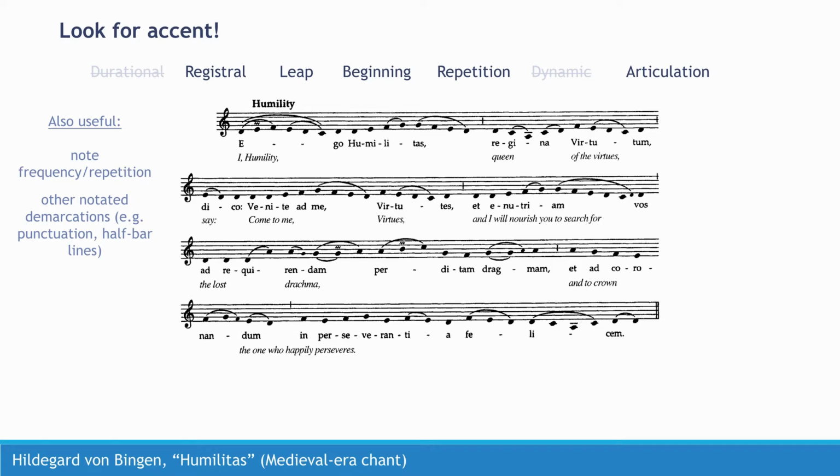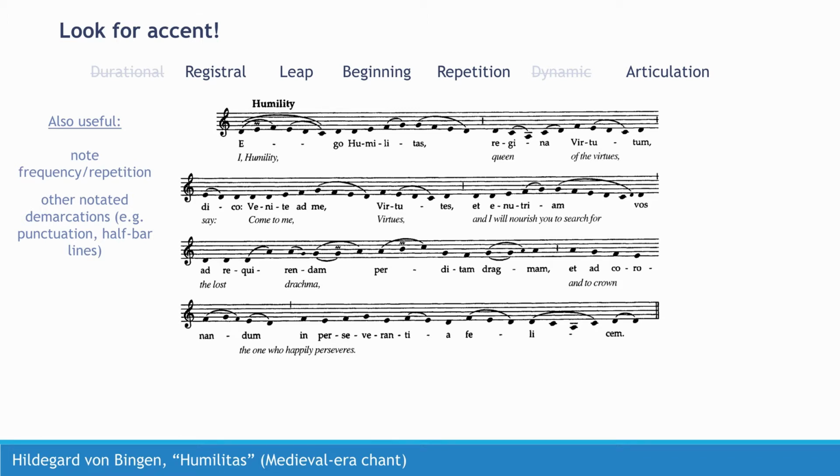We can look at registral, in other words, the highs and lows. We could look at where leaps happen. We can look for obvious beginning points. We can look for repetition, although that's going to manifest a little bit differently in this repertoire. And we can look at articulation. That's going to mainly, in this case, be articulation via text or punctuation that we're seeing in the written out text.